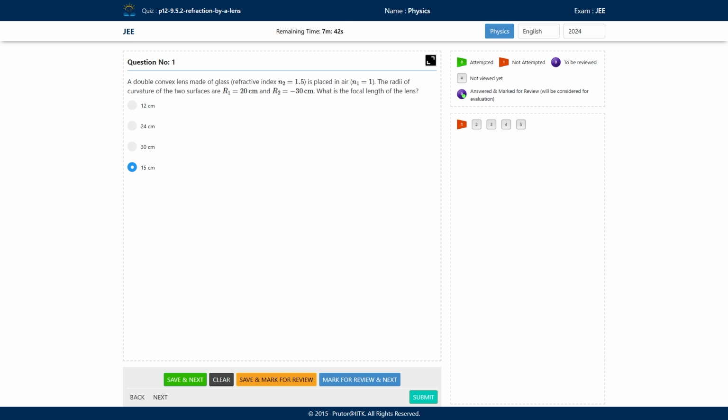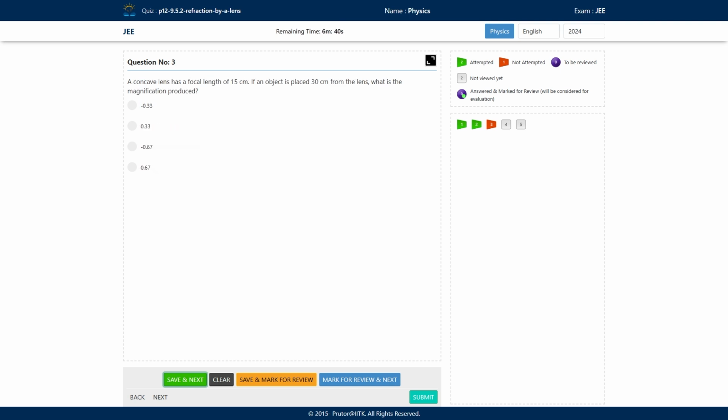An object is placed 60 cm from a convex lens of focal length 20 cm. Where will the image be formed and what is its nature? Use the thin lens formula 1/v - 1/u = 1/f. The object is placed at 60 cm, so the object distance is to be taken as negative. The focal length is also given as 20 cm. So what will be the image distance?